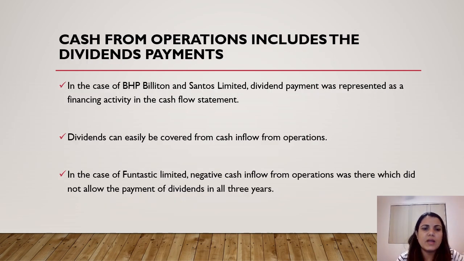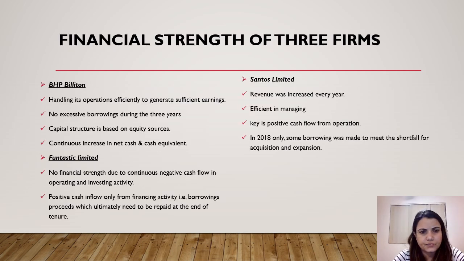And the other one is cash from operation including the dividend payments. In the case of BHP and Santos Limited, dividend payment was represented as a financing activity in the cash flow statement, whereas dividends can easily be covered from cash inflow from operation. In the case of Fantastic Limited, negative cash inflow from operation was there, which did not allow the payment of dividends in all 3 years.